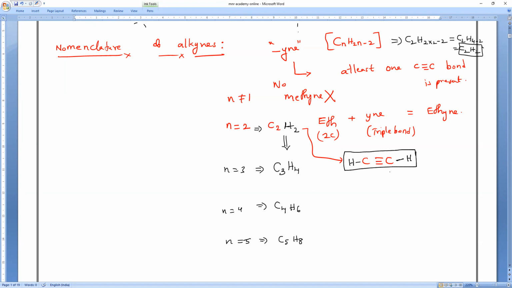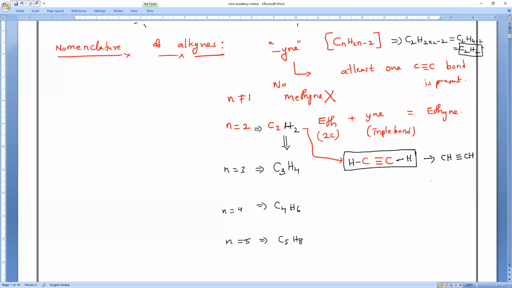So that is the structural formula. Now the condensed structural formula, what will happen, everybody? Condensed structural formula: CH triple bond CH. Am I right, everybody? Please respond. All of you. So CH triple bond CH.